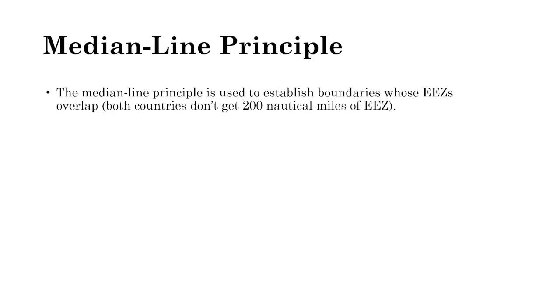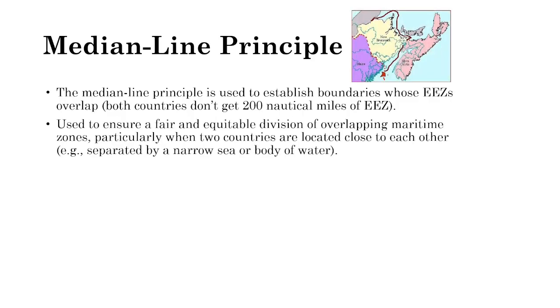Finally, we're going to talk about this concept called the median line principle, and this is to establish maritime boundaries for countries that have exclusive economic zones that overlap. So both countries don't get 200 nautical miles of EEZ. Let's say two countries are only apart by 300 nautical miles. Each one's going to get 150. It's going to cut their EEZs in half. And this is to ensure fair and equitable division of overlapping maritime zones when these countries are close together.